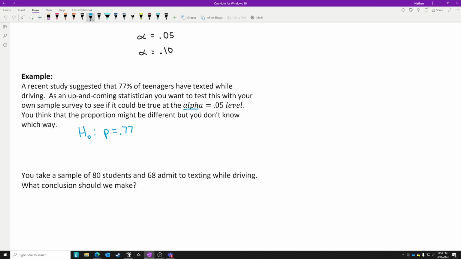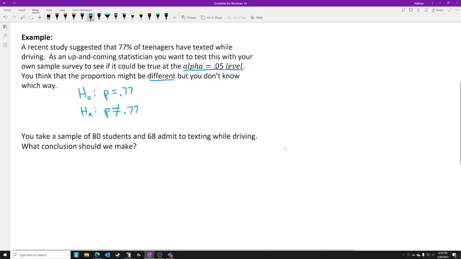We're going to test this at the alpha 0.05 level. That's just always going to be given to you. That's our boundary. You think the proportion might be different, but you don't know which way. I realized we hadn't done one of these. So for our alternative, we don't know if the proportion is going to be greater than or less than 77. We just want to see, is it different? Is it something other than 77? Is it not equal to? We have our null and alternative.